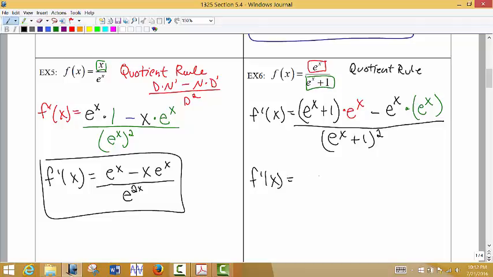F prime of x is equal to, we can do a little distribution there. Okay, so we want to think about something. When we multiply like bases, what do we do with our exponents? And let's just review that rule. So let's say I have 2 to the 5th times 2 to the 3rd. If I multiply with like bases, don't we add the exponents? So we end up with 2 to the 8th. Okay, so here that's what we're doing.